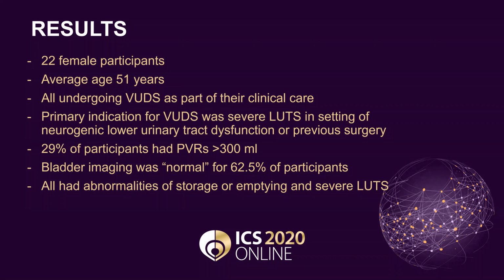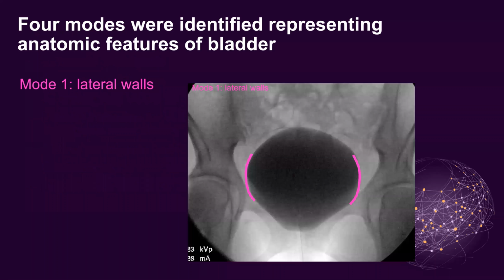Overall, we had 22 female participants with an average age of 51 years. All were undergoing VUDS as part of clinical care, with the primary indication being severe lower urinary tract symptoms in the setting of neurogenic lower urinary tract dysfunction or previous surgery. 29% of participants had elevated PVRs of greater than 300 milliliters, and bladder imaging was radiographically normal for 62.5% of participants. All participants had abnormalities with storage or emptying as diagnosed by multi-channel urodynamics and severe lower urinary tract symptoms.